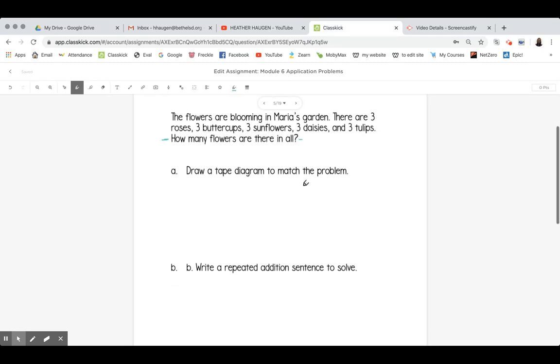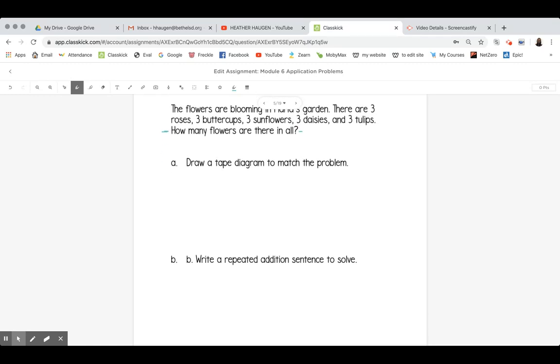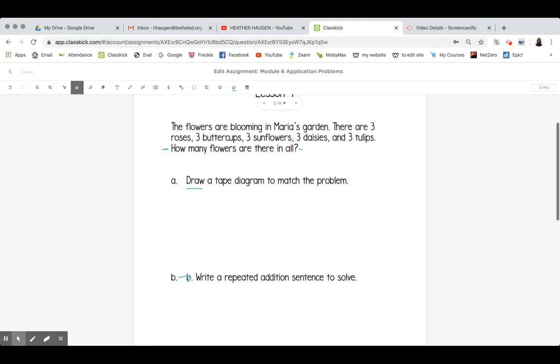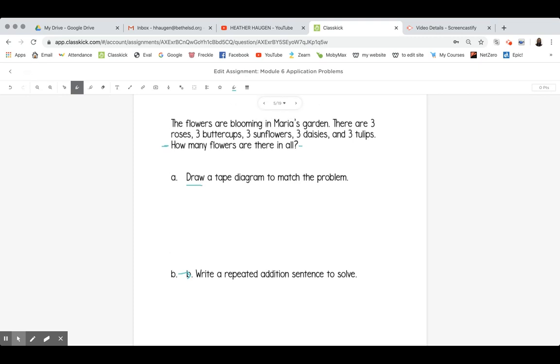So they give us an A and a B. Looks like this isn't supposed to be there, huh? Letter A says, draw a tape diagram to match the problem. Well, first we need to figure out what number is repeating here. When I look back at the story, I see a 3, a 3, a 3, a 3, and a 3. So there are 1, 2, 3, 4, 5 threes. So we'll draw that.